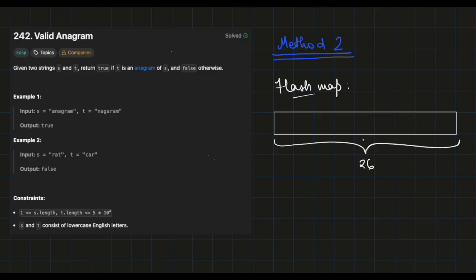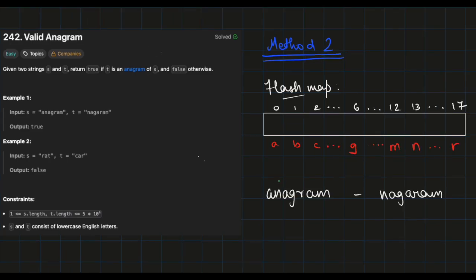So we create a frequency array of size 26 to store every single alphabet. In this array, 0 corresponds to A, 1 corresponds to B, 2 corresponds to C, and so on for all the 26 characters of the alphabet. What we will do is traverse the first string and increment every single character's count by 1. First we reach A, so we increment the count to 1. We initialize this complete array with 0, so every single element here starts at 0.